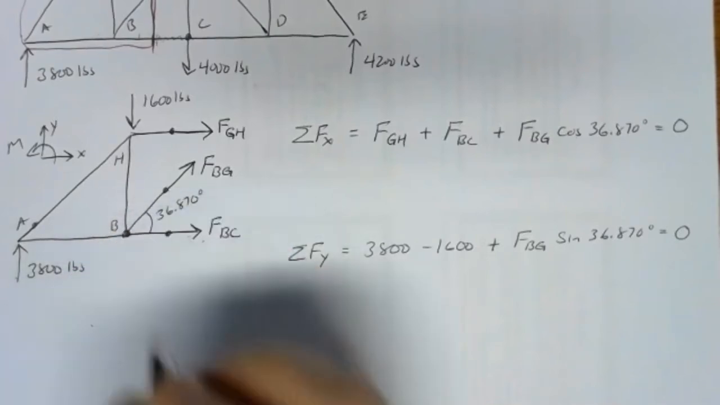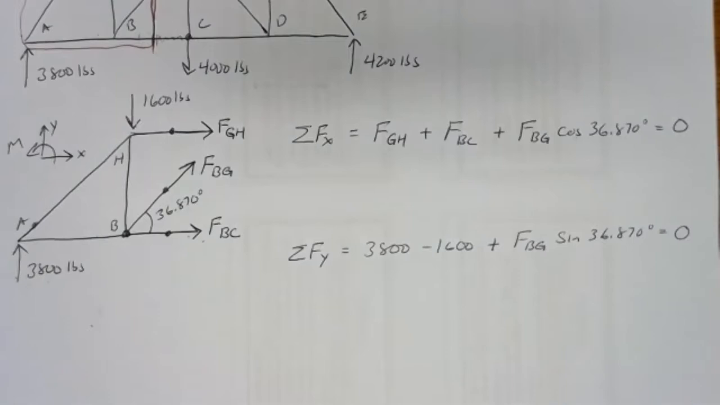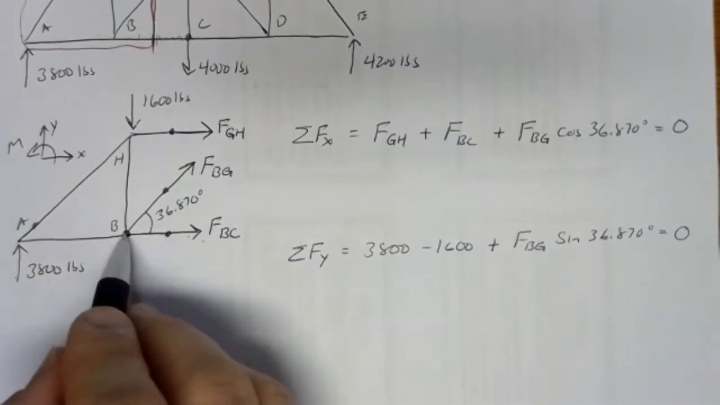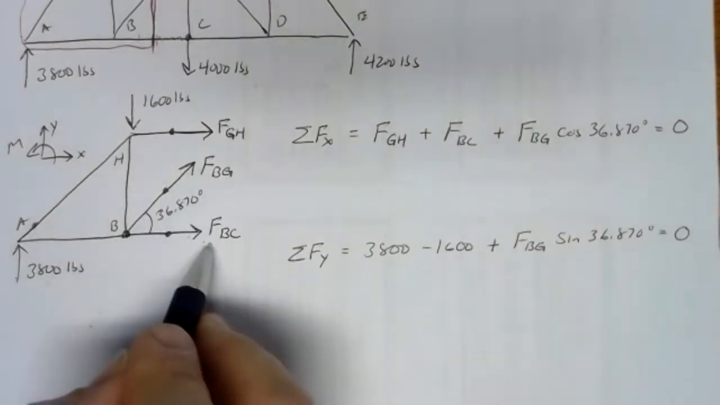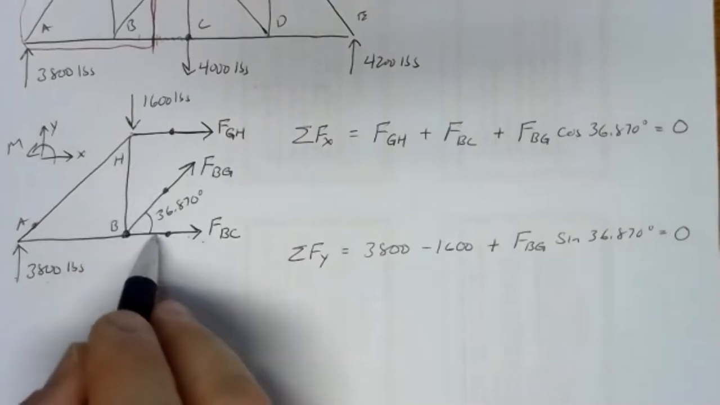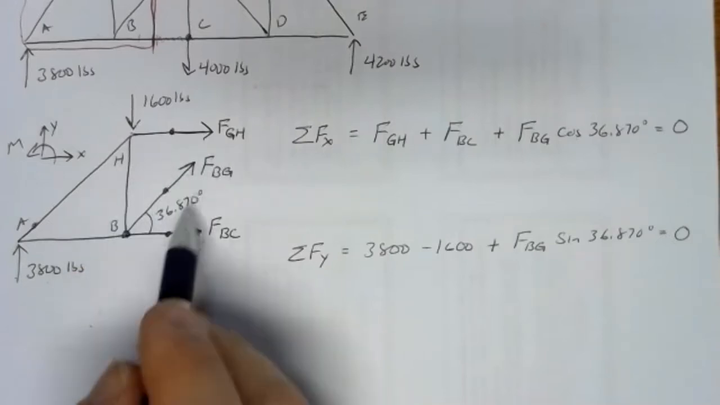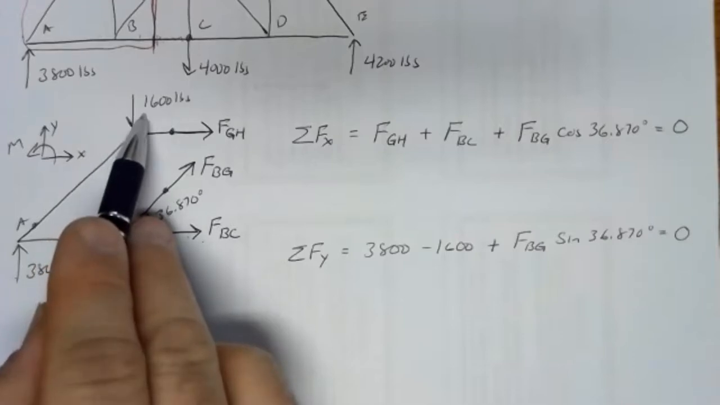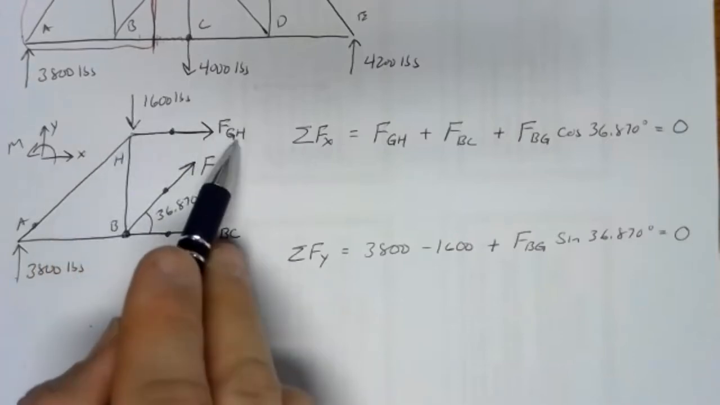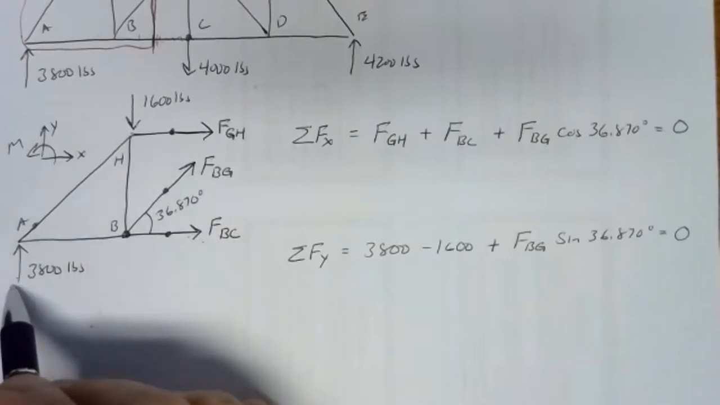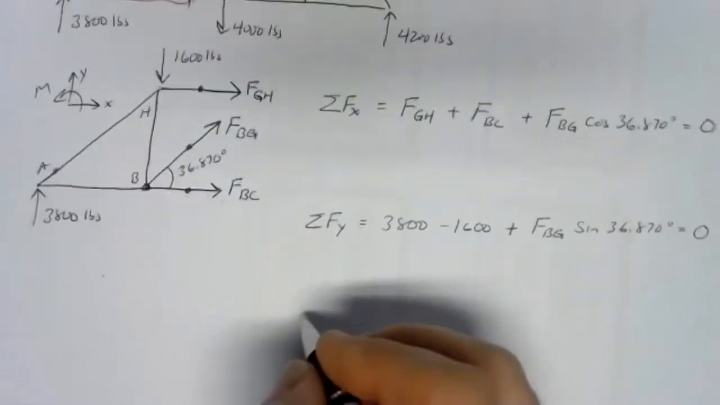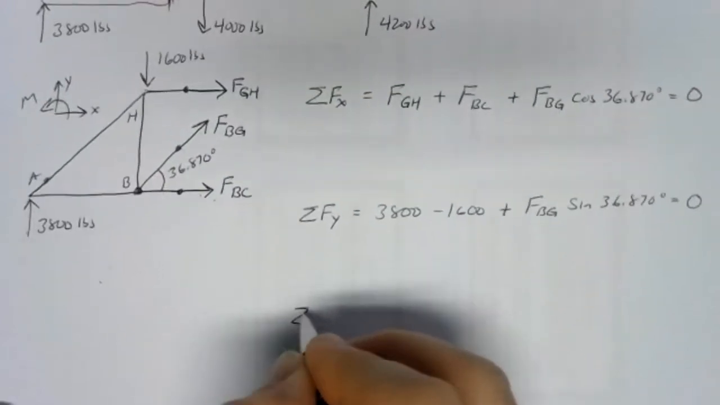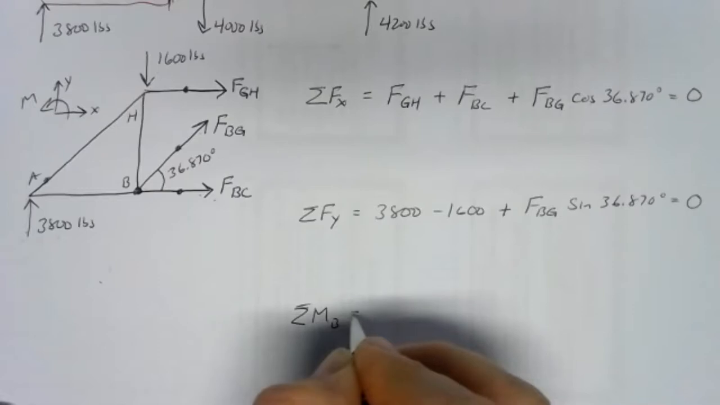Point B is the optimum pivot point here. Because if we pick our pivot point at point B, we knock out FBG and FBC. So both of those are gone, and we eliminate that ugly complex moment that we were looking at with BG. We knock out the 1,600 pounds, and we're left with just two terms: FGH and the moment due to it, and the 3,800 pounds. That's about the best we could hope for. So let's do our moments about joint B. We'll take our sum of moments about B.